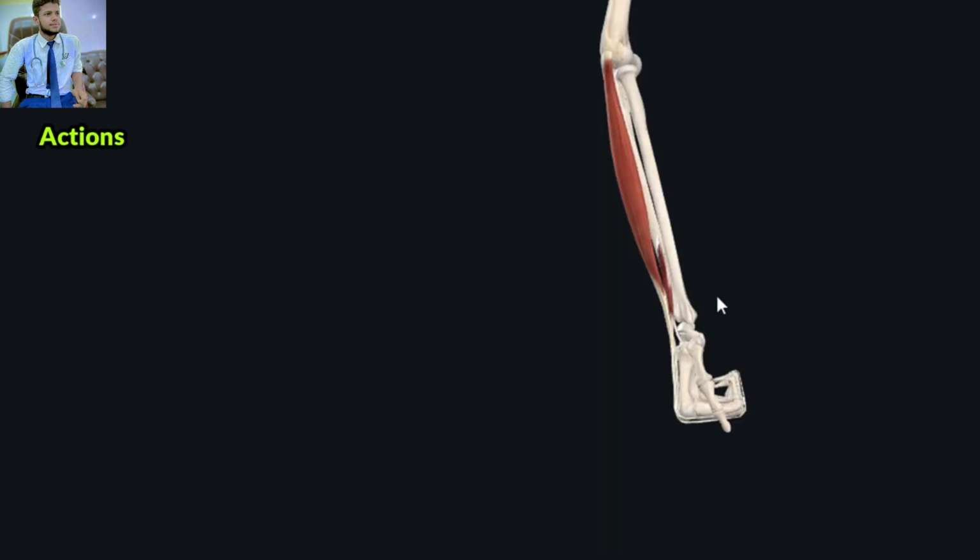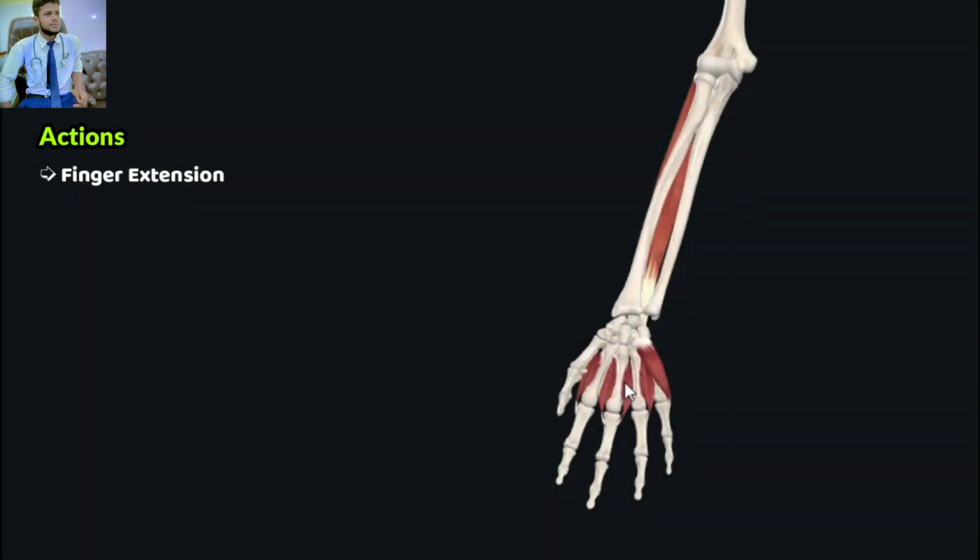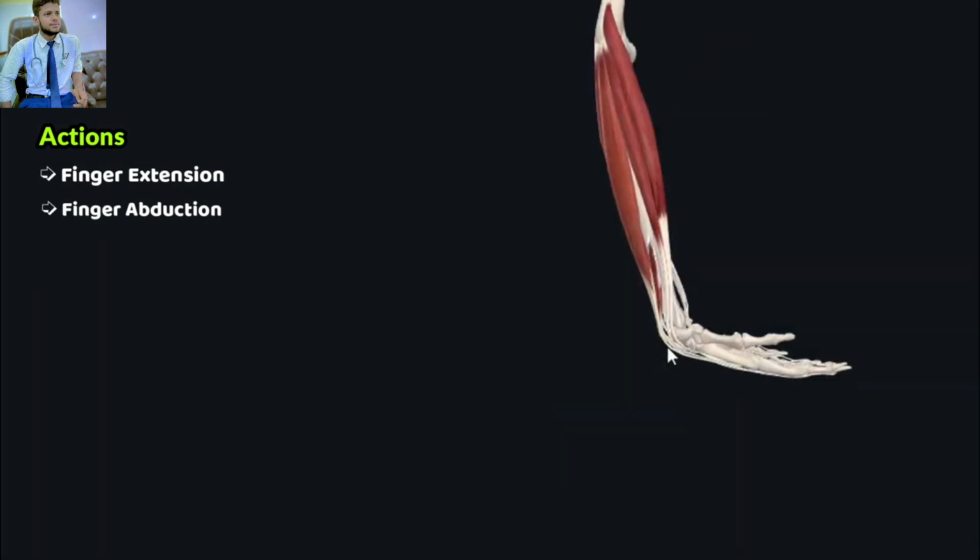Now we discuss about the action or function performed by this extensor digitorum muscle. As the name indicates, extensor, this muscle is essential for finger extension. The second action performed by this muscle is finger abduction. That means this muscle abducts the fingers, moving them away from the middle finger. As this muscle also crosses the wrist joint, it is also important in wrist extension.